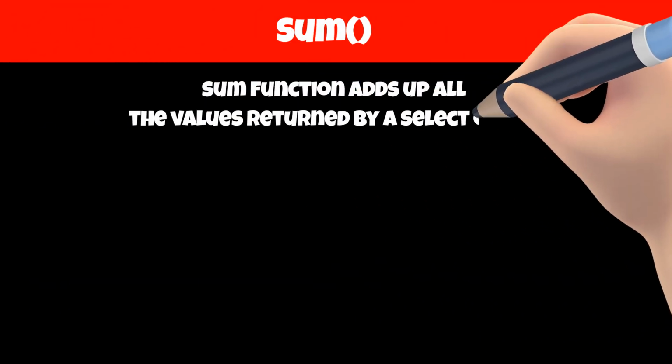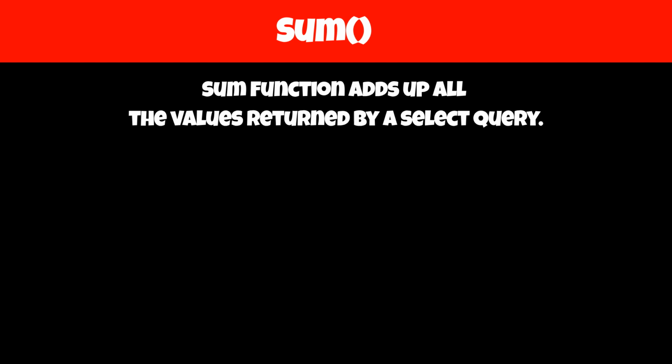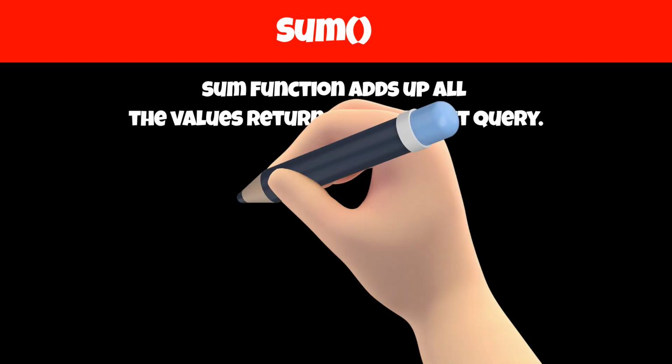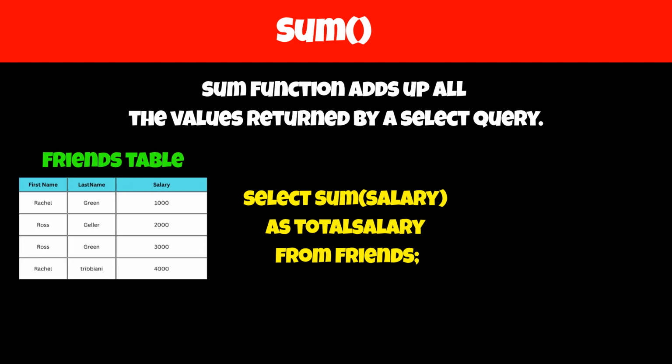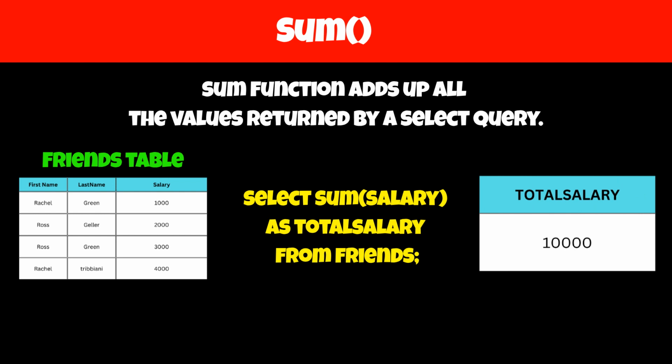Another frequently used aggregate function is the sum function. As the name suggests, the sum function adds up all the values returned by the select query. You need to specify the column name on which you want to perform the addition operation. For instance, if we want to see the total salary of all the friends, then we pass the salary column as a parameter to the sum function. So the above query will return the total salary of all the friends.